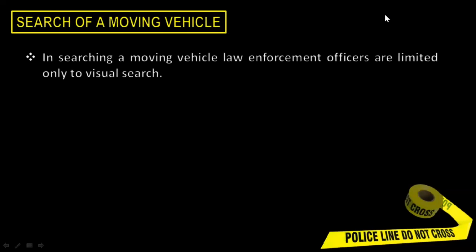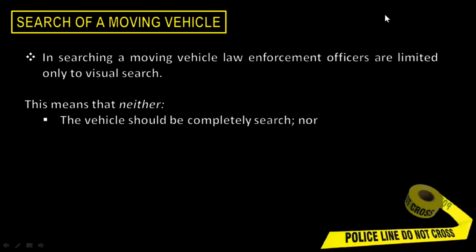So in searching a moving vehicle, law enforcement officers are limited only to visual search. So this means that neither should the vehicle be completely searched nor should a body search be done. So ibig sabihin, under the circumstance, bawal yung thorough search sa vehicle. So search in the vehicle should be superficial only. So hindi pwedeng pumasok doon sa vehicle at mag-search yung police officer, hindi din niya pwedeng buksan yung trunk ng sasakyan para mag-search. And also, body search is not allowed. So, example of search of moving vehicle, checkpoints.